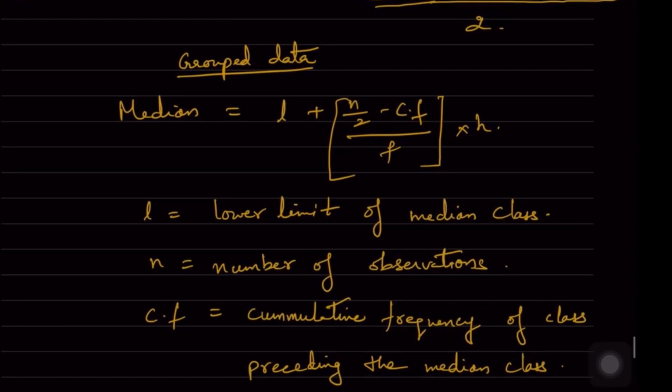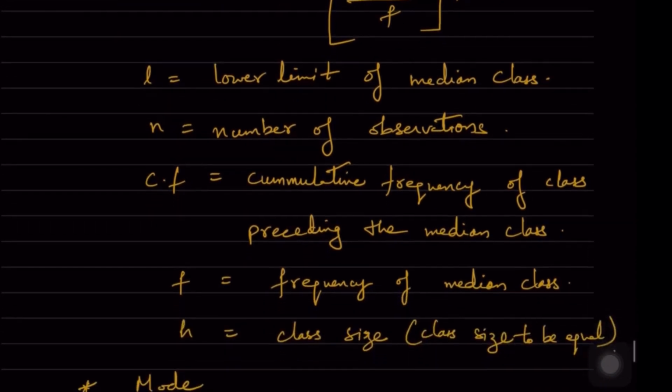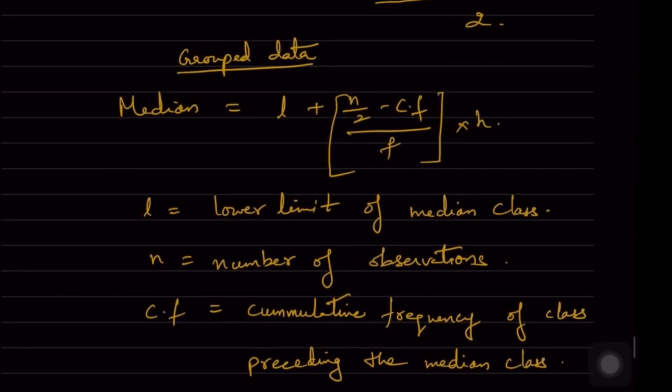Now for grouped data, median is equal to L plus (n by 2 minus CF) divided by F, into H, where L is the lower limit of the median class, n is the number of observations, CF is the cumulative frequency of the class preceding the median class, F is the frequency of the median class, and H is the class size. The class size should always be equal. That is one thing which you have to notice. So putting all these in this formula, you get the median.